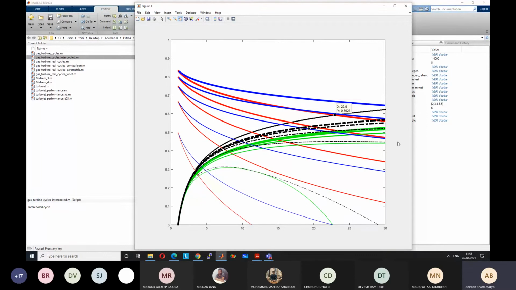Next, what we will see is regeneration with intercooling. So the dotted red lines, you can compare them with the blue lines as well as the red lines. For example, this is for t equal to 2.